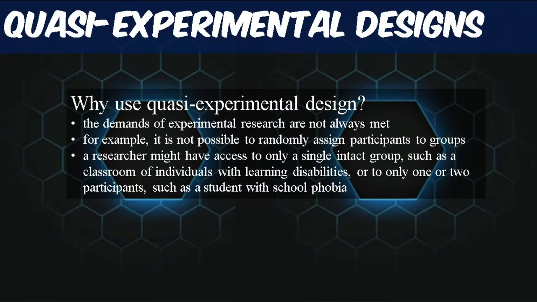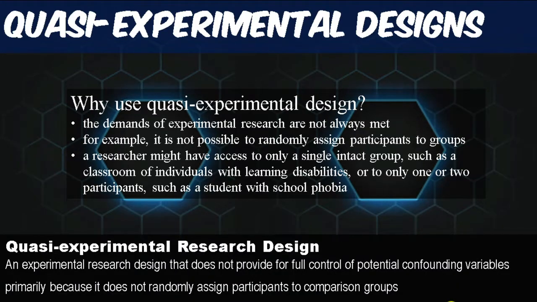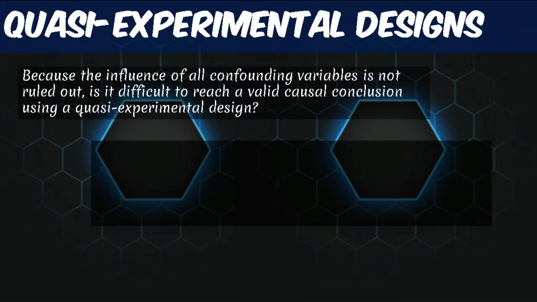already a quasi-experimental design. An experimental research design that doesn't provide for full control of potential confounding variables, primarily because it does not randomly assign participants to comparison groups. Yes, that's what we mean. For quasi-experimental designs, because the influence of all confounding variables is not really ruled out, it is difficult to reach a high level of internal validity.